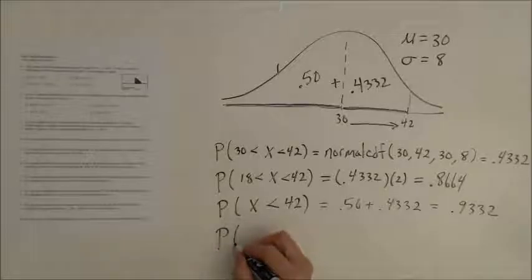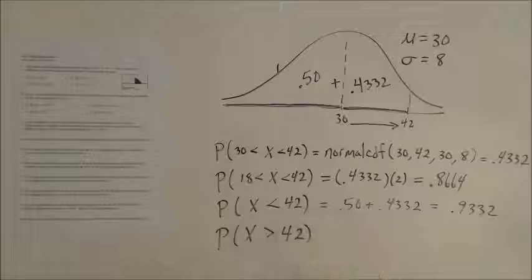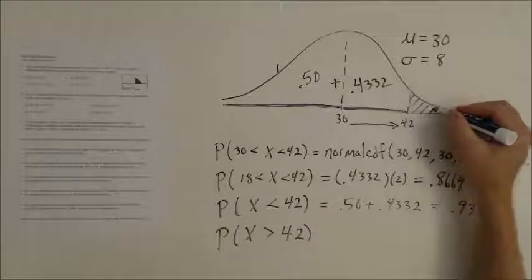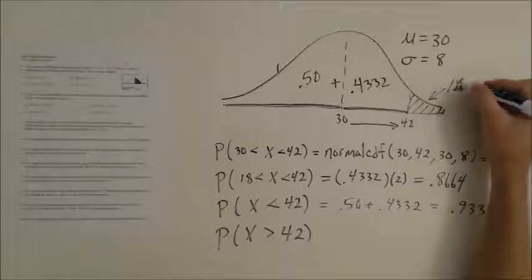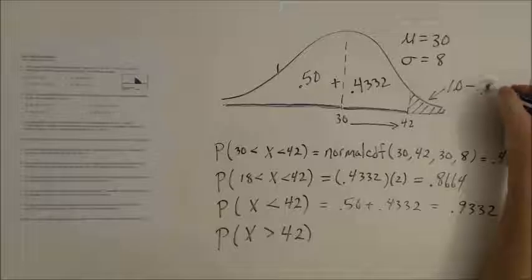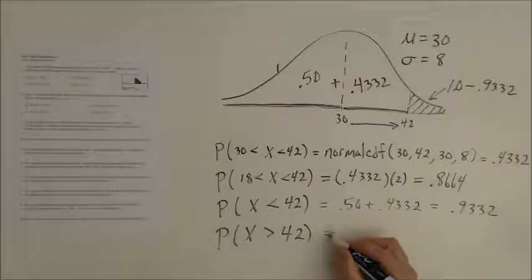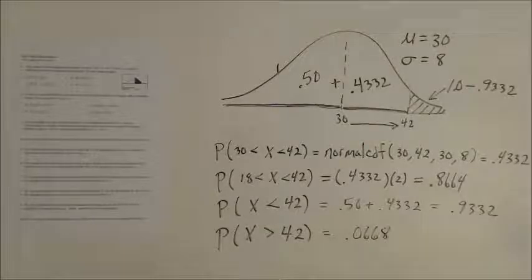If we instead consider the portion of the distribution that lies to the right of 42, well, that's just the complement. In other words, we can find that remaining area by subtracting from 1 our previous answer. The resulting proportion is the remaining 6.68%.